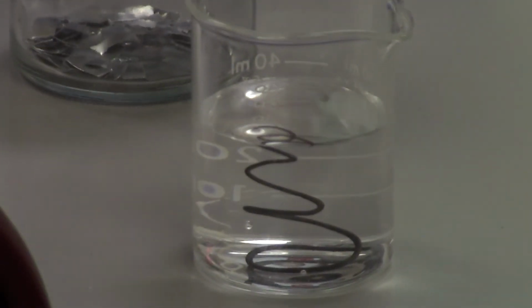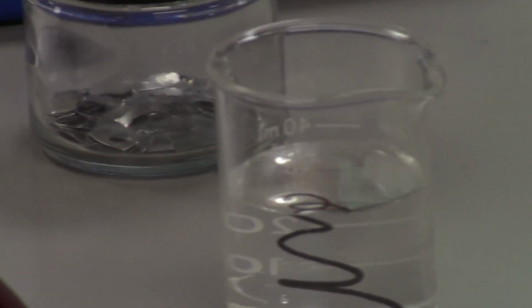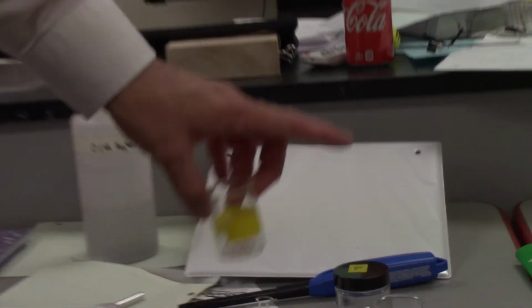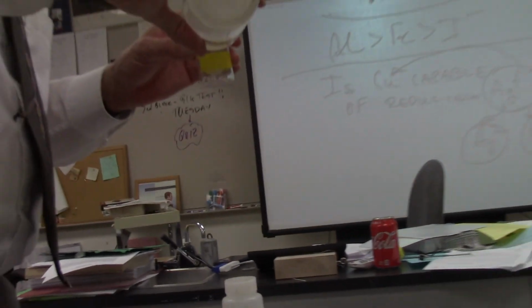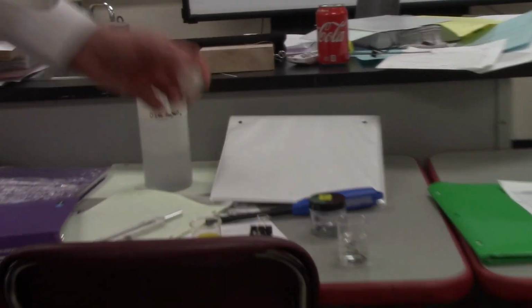Now, the other thing I'm going to do is take a piece of copper, and then I'm going to dump that into a solution of calcium nitrate. Okay, so that's copper in silver ions. This is going to be copper in calcium ions. Okay, so one is Cu, one is Ca.